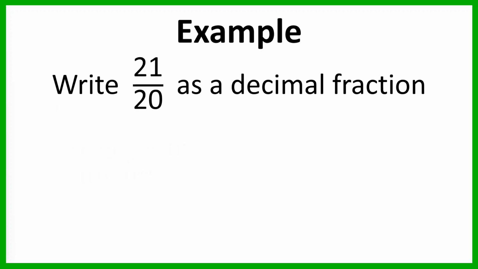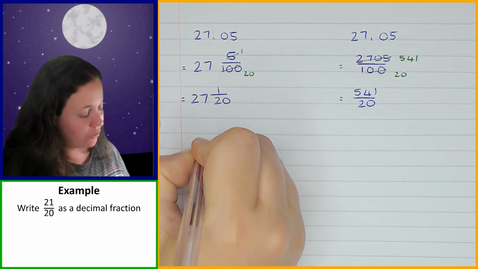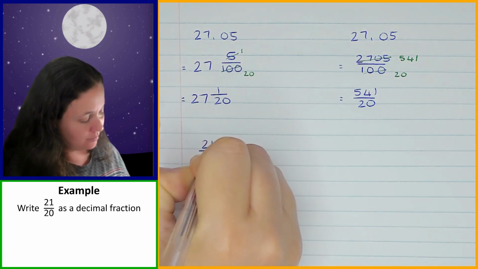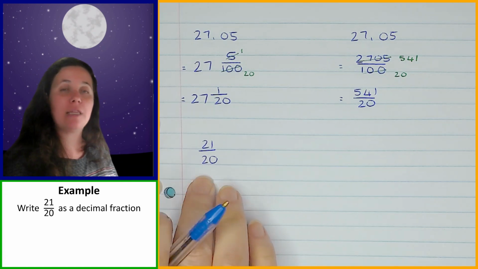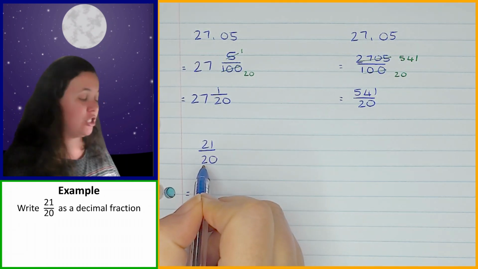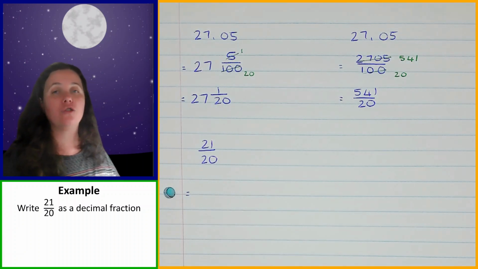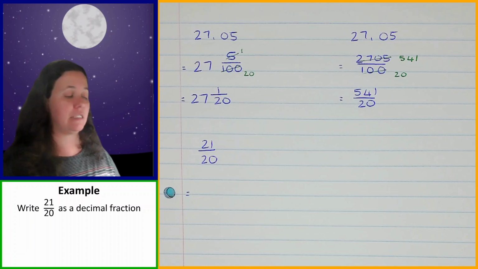In this example, we need to write the fraction 21 over 20 as a decimal fraction. So let's see how we would do this one. So if I take the fraction 21 over 20, and I need to write this as a decimal fraction, the first thing I have to do is change the 20 to a number that is either 10 or 100 or 1,000 or 10,000, etc.